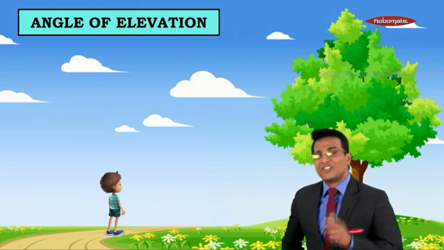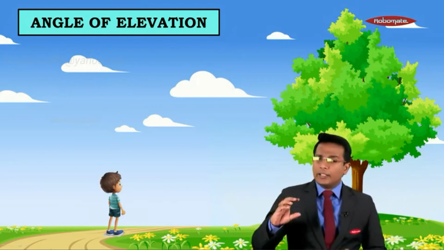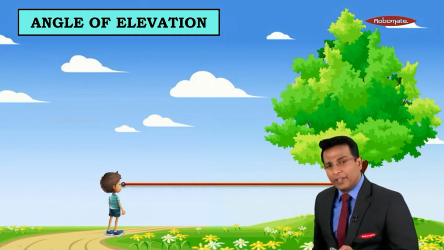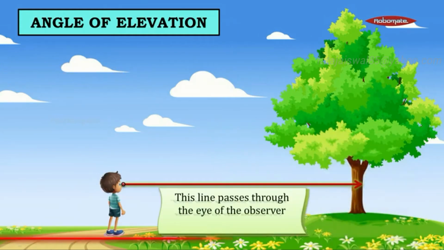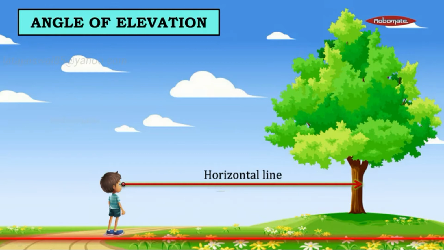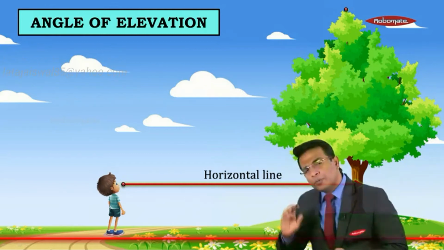So here we have Raj, right? Now understand, the moment you have an observer, there's a straight line passing through his eye, and which is parallel to the ground. This line which passes through the eye of the observer and is parallel to the ground is called the horizontal line. So understand, every time there's an observer, there has to be a horizontal line. Now Raj is going to observe something.